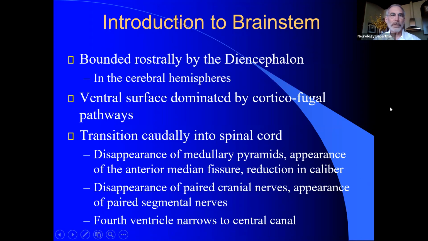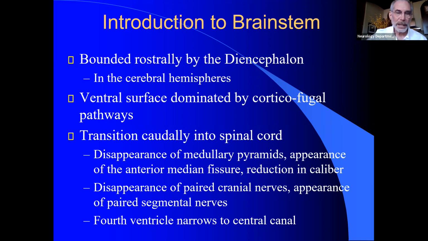So the introduction here: the brainstem as a whole is bounded rostrally by the diencephalon, and the diencephalon is part of the cerebral hemispheres. The ventral surface of the brainstem is dominated by the corticofugal pathways. We're going to look at those, everything coming out of the internal capsule, basically. And then gradually, the brainstem will transition into the spinal cord.